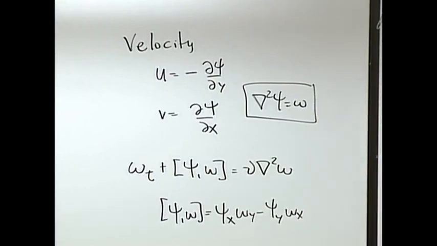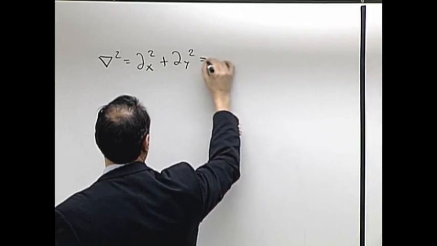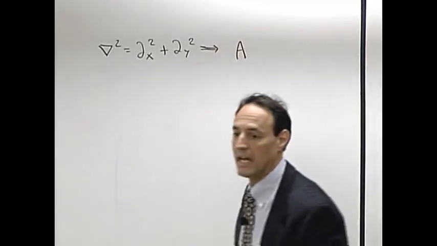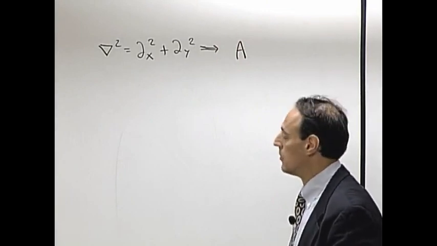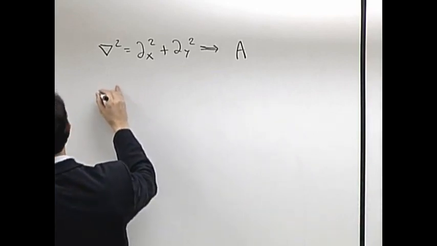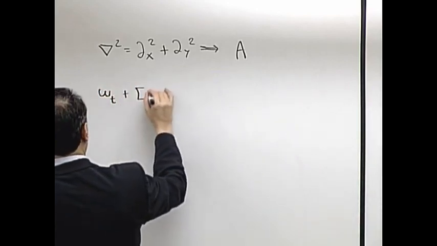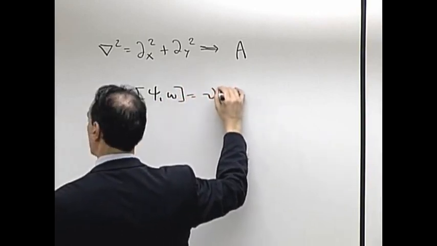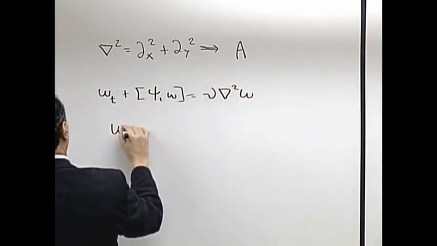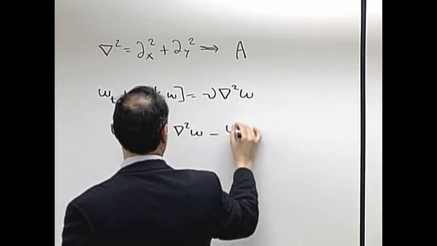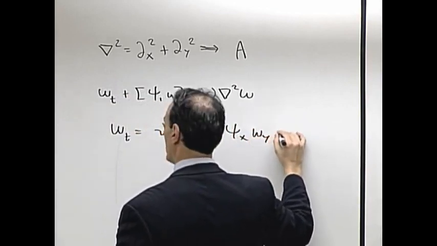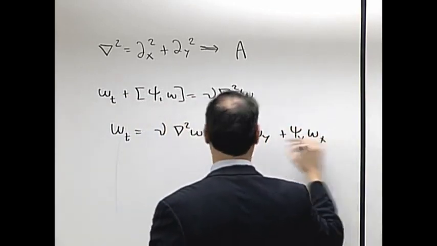So first of all, what we did find is that this Laplacian operator, which is 2 derivatives in x, 2 derivatives in y, is equivalent to a matrix A. Right? So the matrix A does this for you. So when I think about starting to represent this thing now in a MATLAB way, let me first of all think omega t is equal to nu del squared omega minus psi x omega y plus psi y omega x.